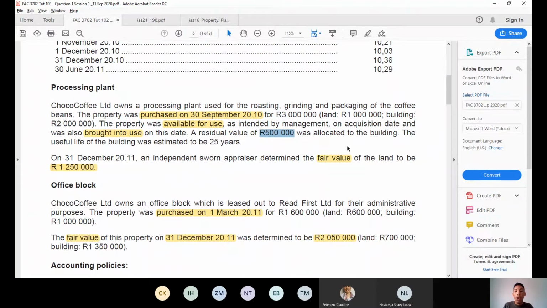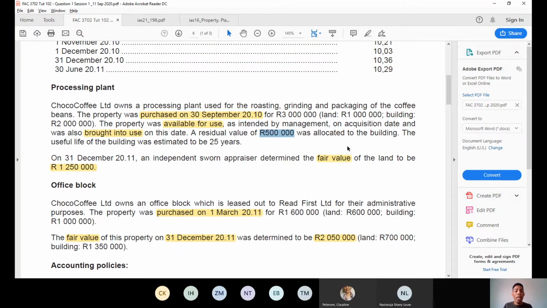What I'm asking you is, what is the amount that you would have used in order to calculate what your depreciation is going to be, either per annum or prorated? You can type in the meeting chat box, what is the depreciable amount for the building specifically, because land is not depreciated.